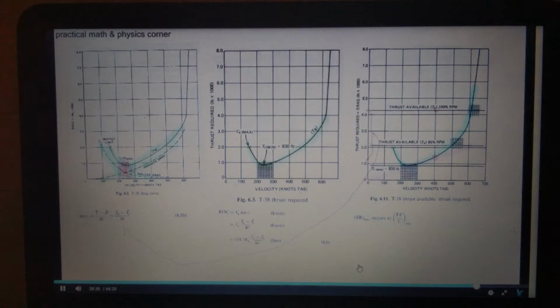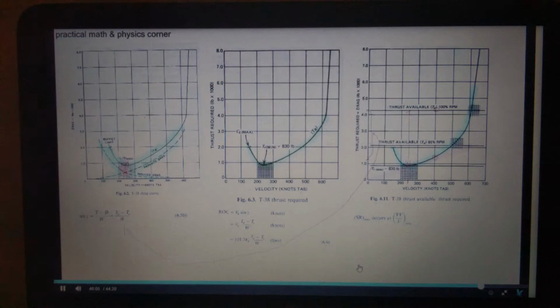And then if we were to find, it's not part of your assignment, but if we were to find the maximum climb angle, we are again at the minimum point here, because that gives us the biggest difference between thrust available and thrust required. And those are, in short, all 4 assignment parts. The long explanation was at the beginning, here the short summary.